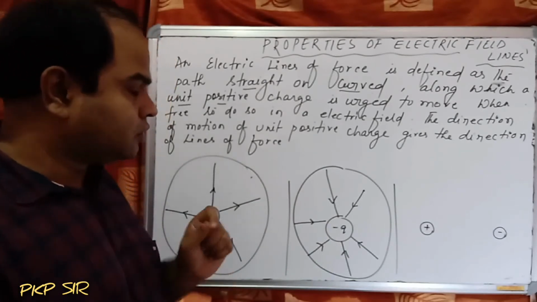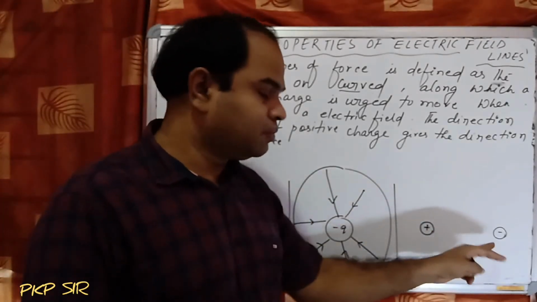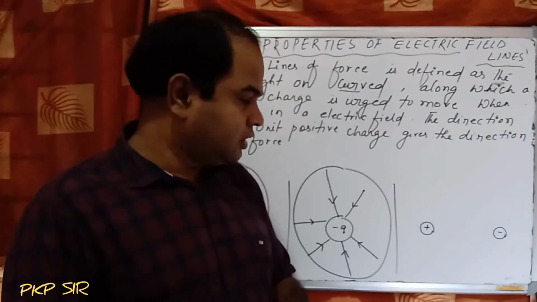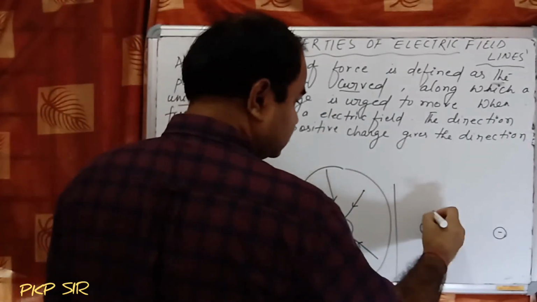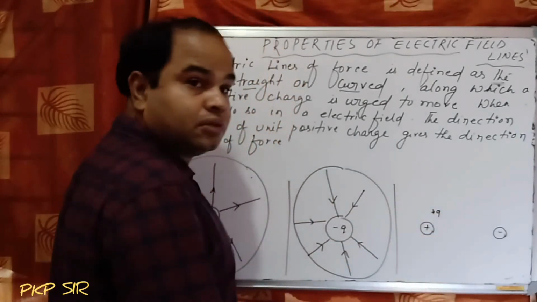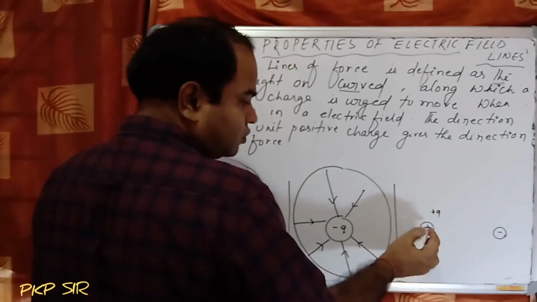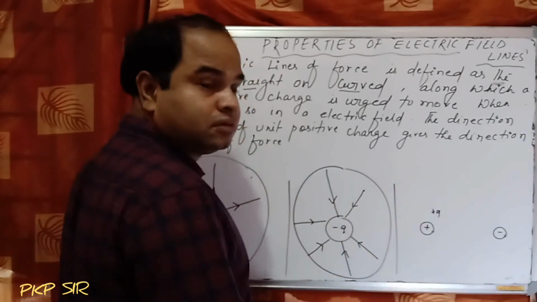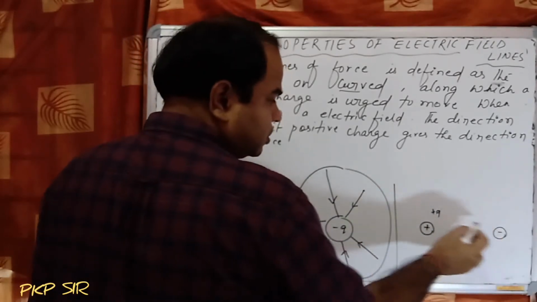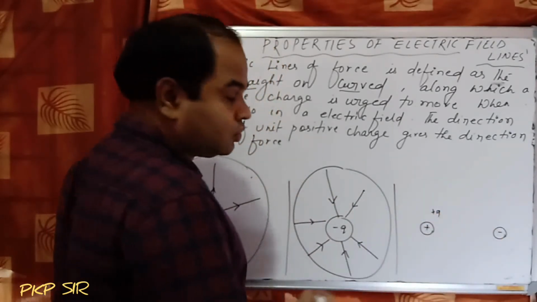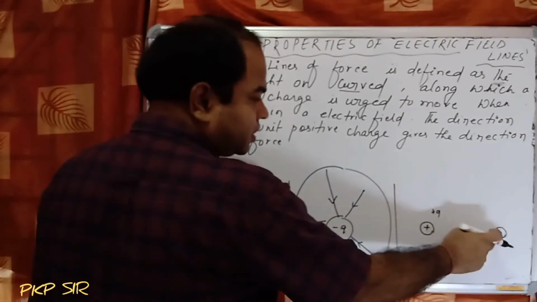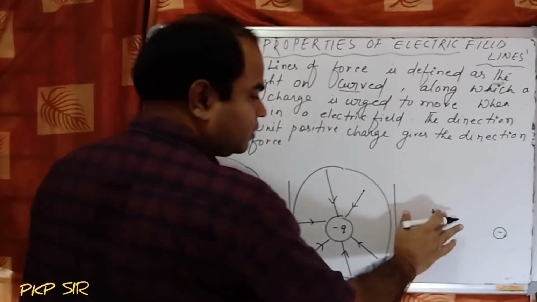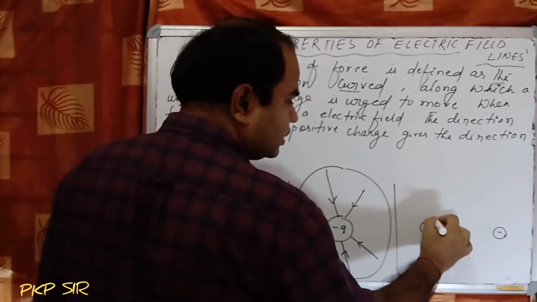Okay, so let us consider two charges, positive and negative. So suppose we place a unit positive charge, let us call this Q. So this charge repels, this charge attracts. So this charge plus charge को repel करियो, minus charge को attract करियो. So it will move in this direction.